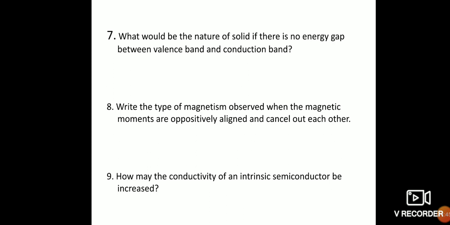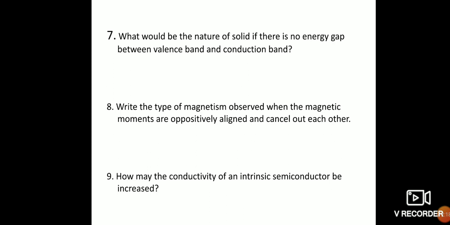Question number 8. Write the type of magnetism observed when the magnetic moments are oppositely aligned and cancel out each other. This is antiferromagnetism.